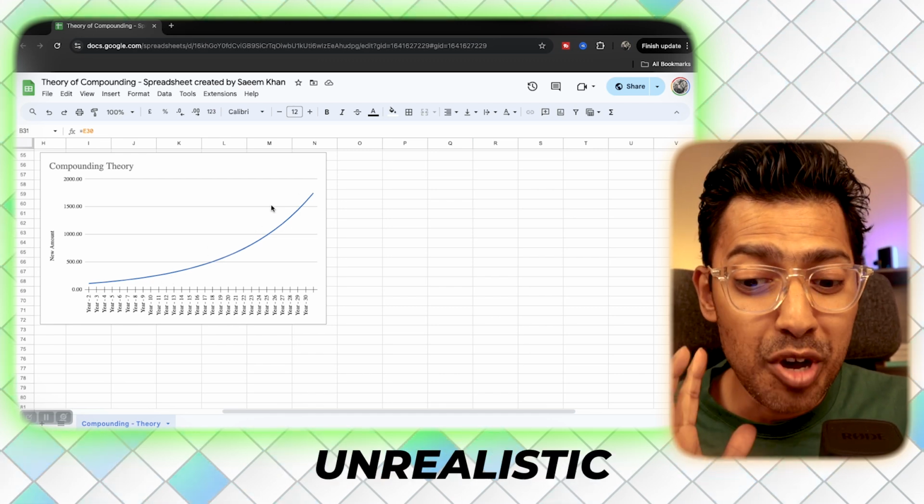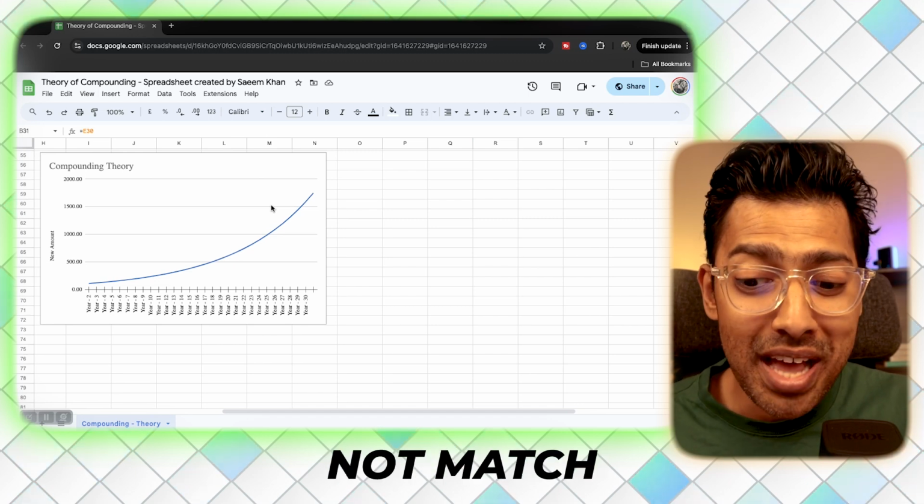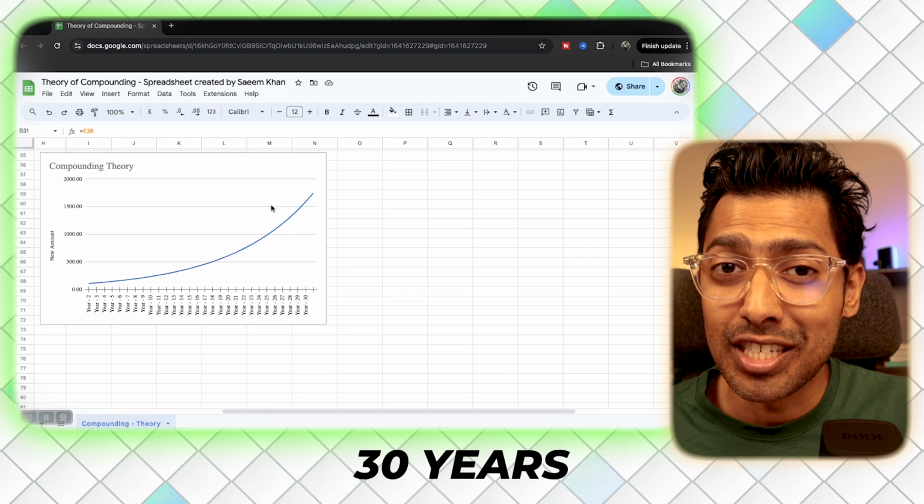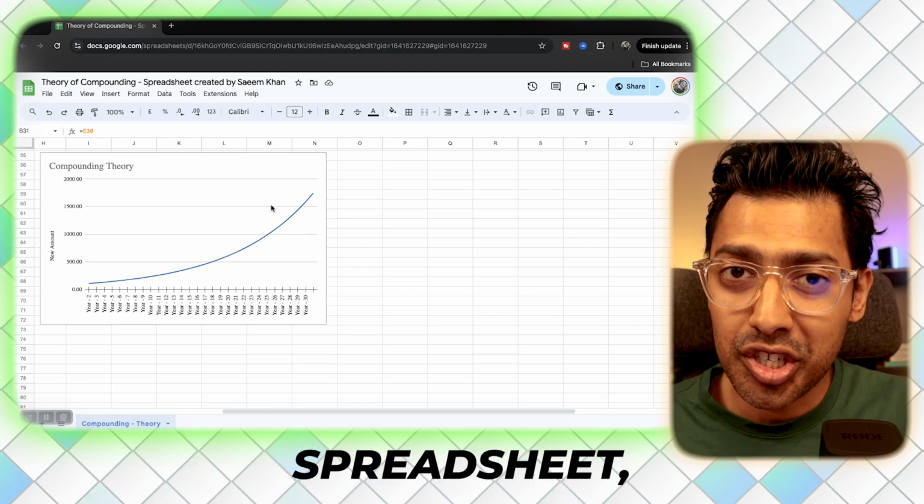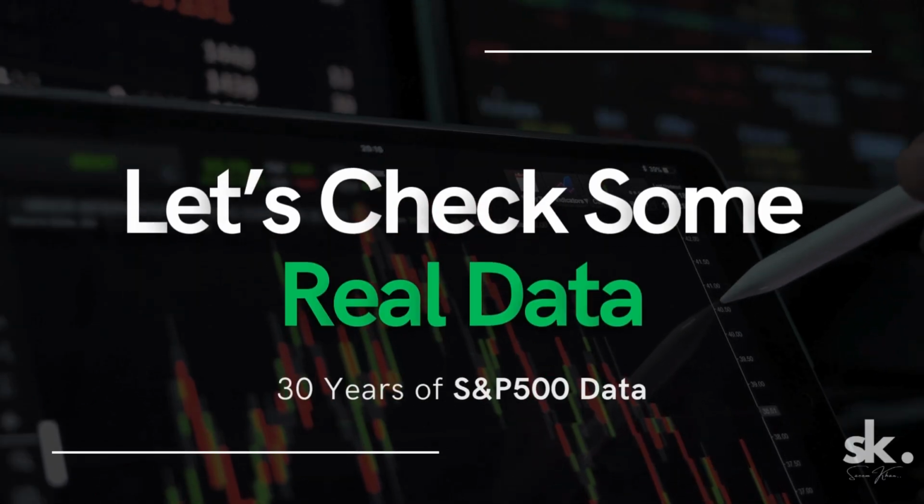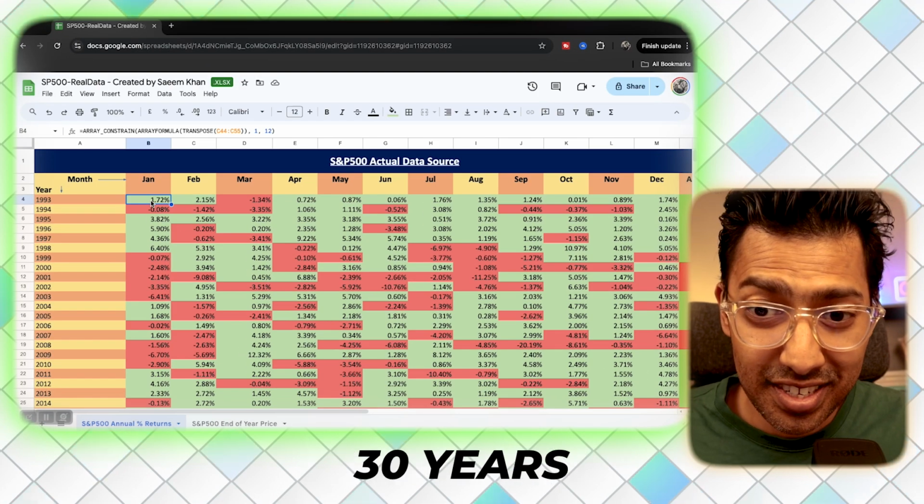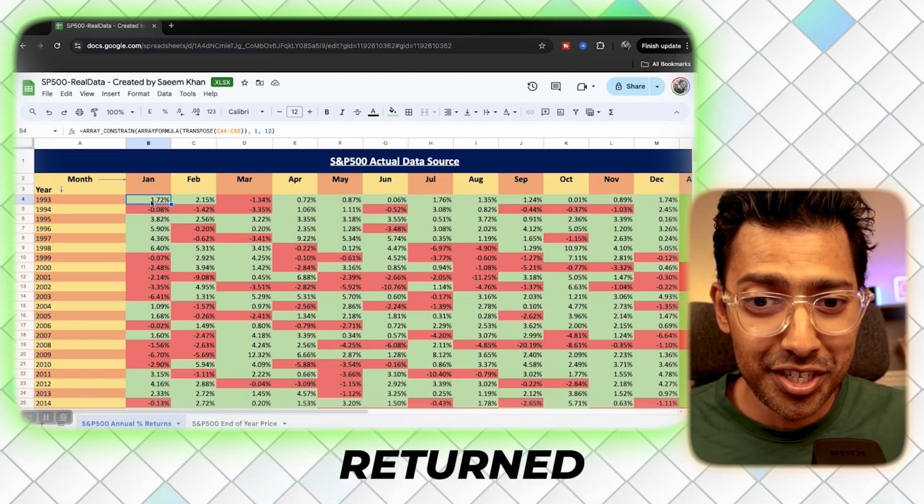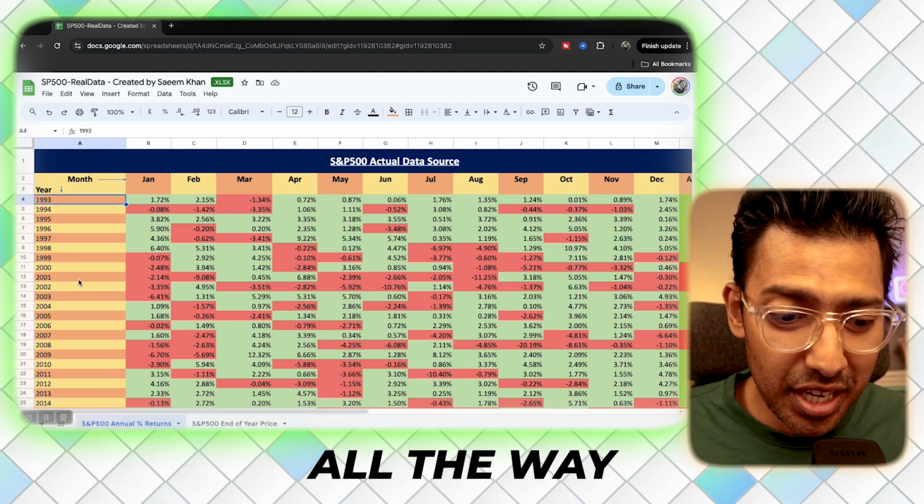And this might seem unrealistic, and the theory might not match the reality, which is why I have the real data of the last 30 years of S&P 500. In the next spreadsheet, I'll explain with all the real data and see how we can compare the theoretical versus the real case scenario. So let's get into the real data analysis. In this spreadsheet, I've taken the last 30 years of data of the S&P 500 index, month on month, year by year return from 1993 all the way to 2022.